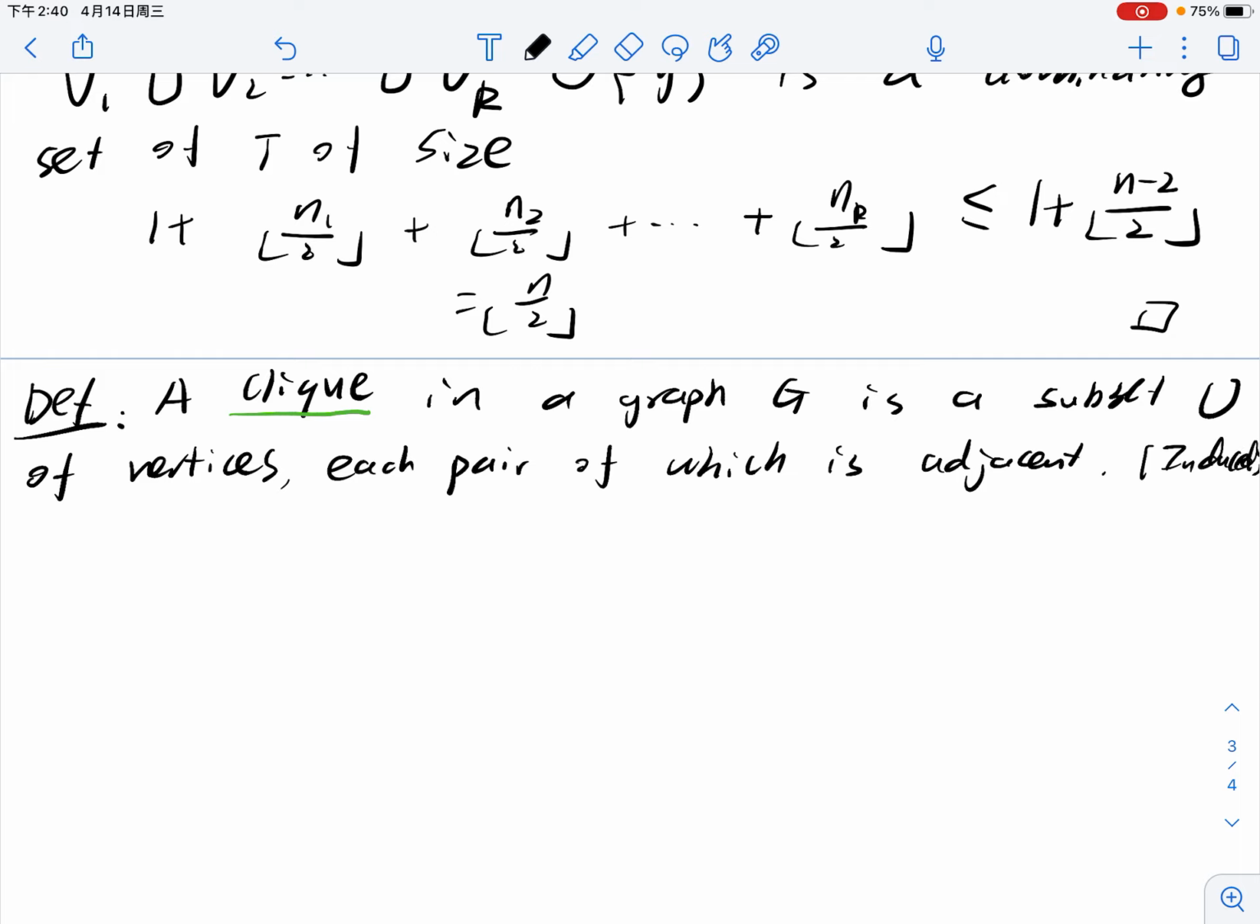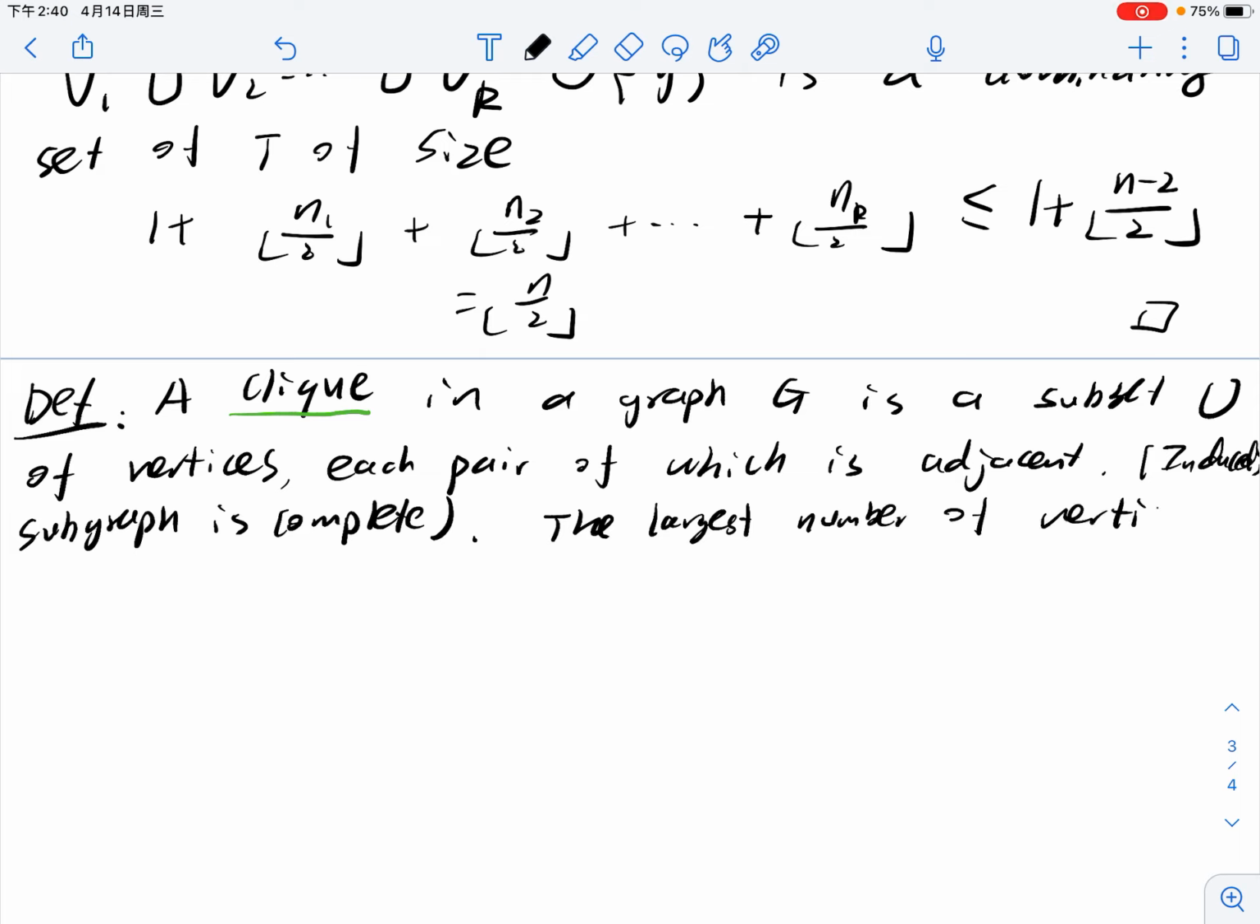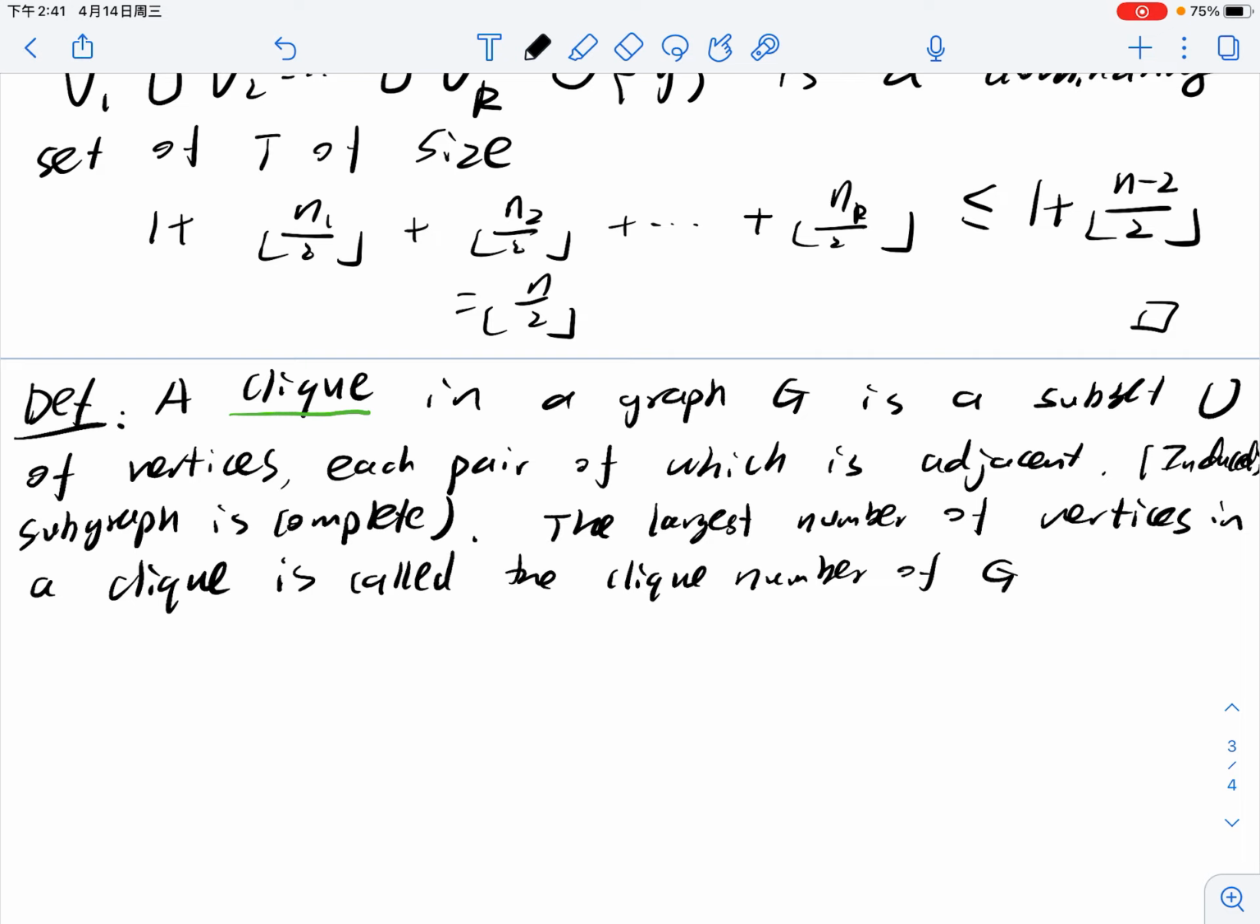So in other words, the induced subgraph is complete. Okay, then the largest number of vertices in a clique is called the clique number of G, denoted by omega G.